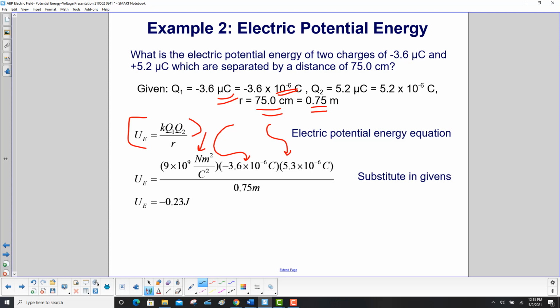What does a negative sign mean? It means these charges will get together. They will be attracted to each other. Another name for that is a bound system.